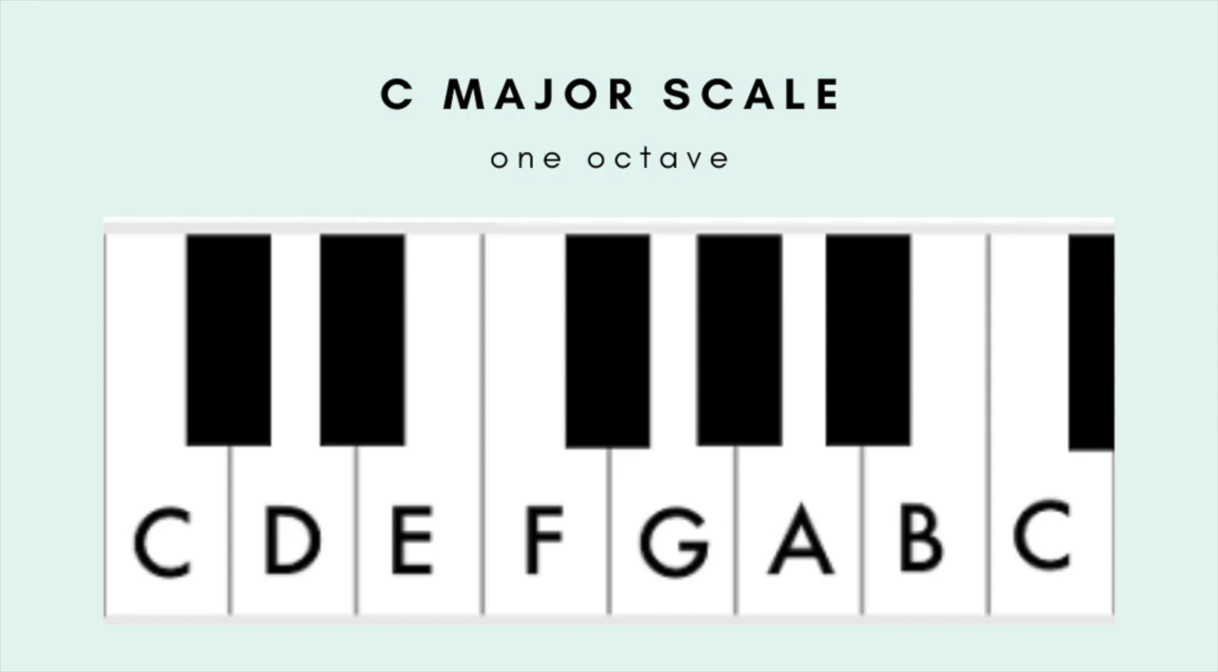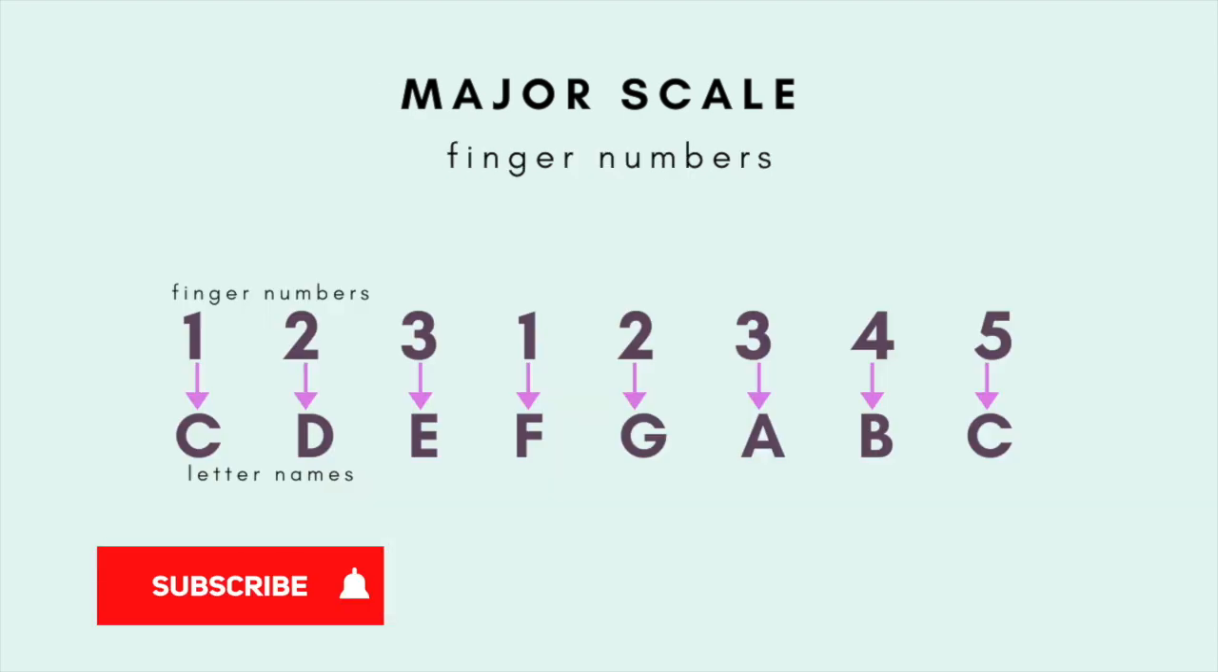Now notice between E and F, there is no black key. So from E to F has to be a half step because there's nothing in between them. So from E to F is a half step. And notice from B to C is another direct half step where there's no black key between B and C. So from B to C will be another half step.